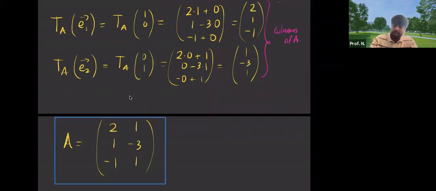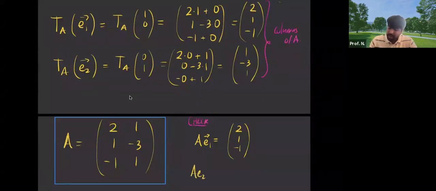Now you may be like, how come? How is that the case? Well, if you do A times E1, what do I get? I get 2, 1, negative 1. You can try it yourself. You can check. When you multiply by E1 to any matrix, you get the first column. When you multiply by E2 to any matrix, you get the second column.